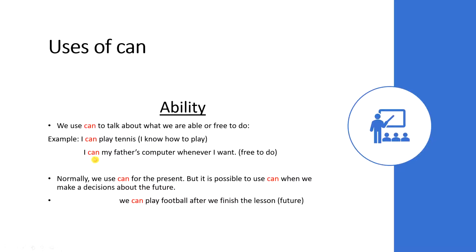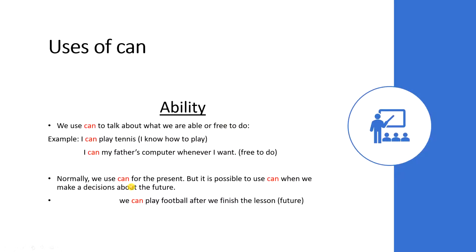I can use my father's computer whenever I want. So this is free. My father does not tell me no, don't use my computer. So I'm free to use it whenever. So this is the first one, it is ability, and this is the free one. I'm free to do that.